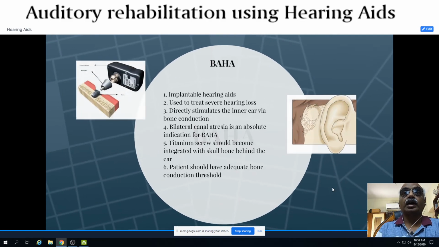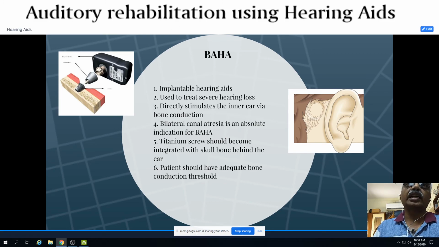Now let us come to BAHA. BAHA is nothing but bone anchored hearing aid. These are again implantable hearing aids. In this type, one portion of the hearing aid, the titanium screw, should first be surgically implanted into the bone. We prefer the mastoid bone because that is the closest to the ear. You drill out a small hole where your titanium screw will be pushed in, and you close the opening using bone putty or bone paste.